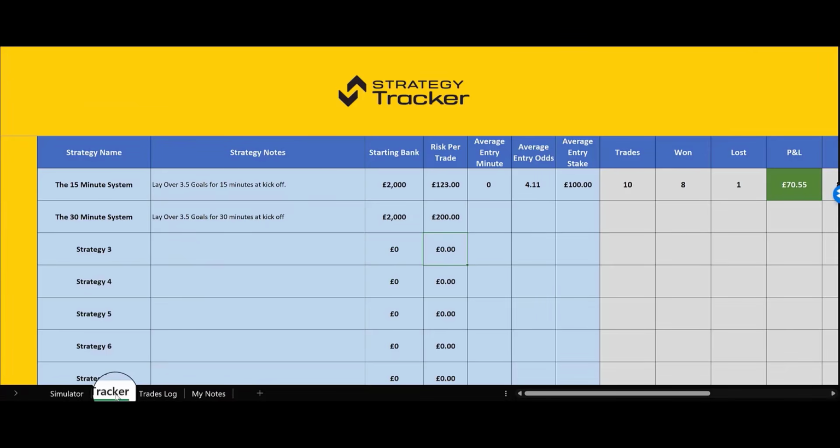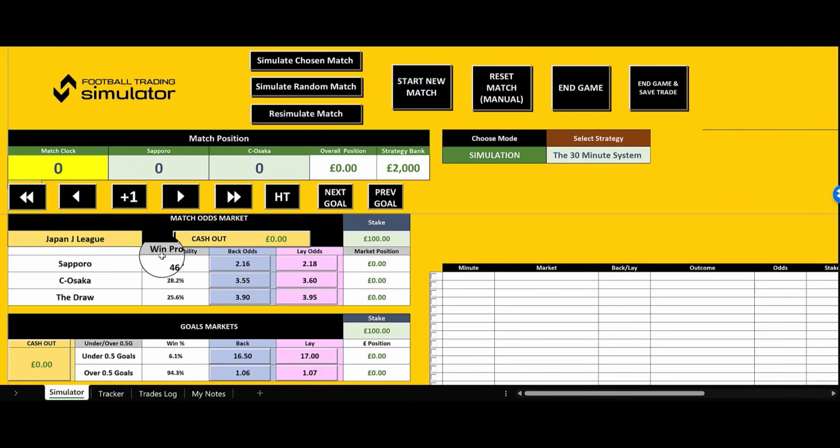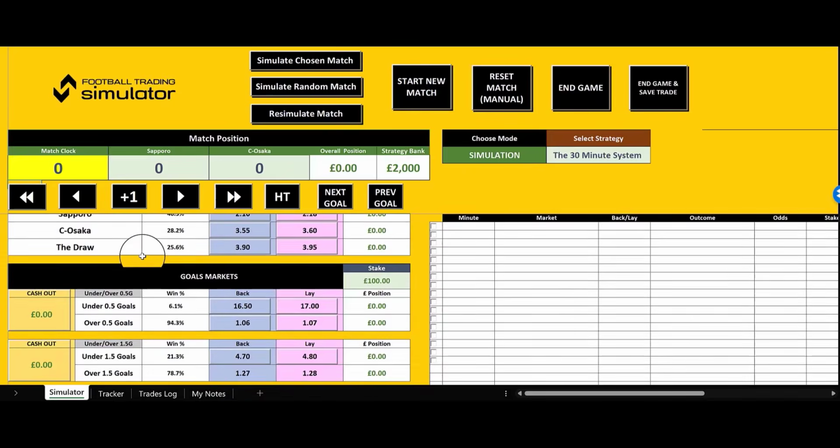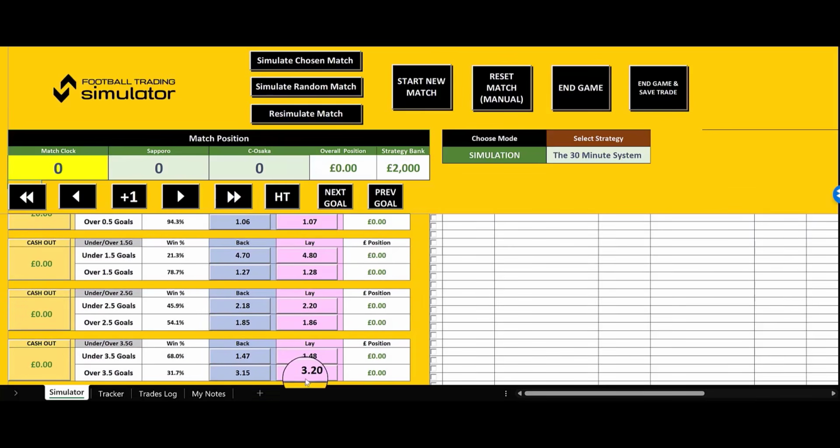Okay, let's give this a go just to show you we're all set up here, the 30-minute system. We're in the J League for our first trade, and there we are, over 3.5 goals. We're going to lay it at 3.2, and so we will move the clock forward, but we're going to do it like this. We're going to move it 10 minutes each just to get an idea. Okay, so 10 minutes, we're good.